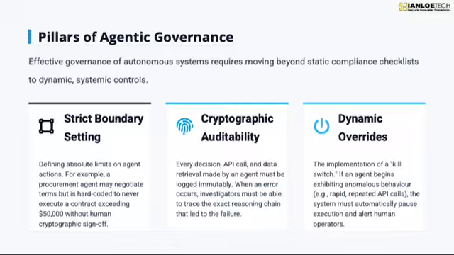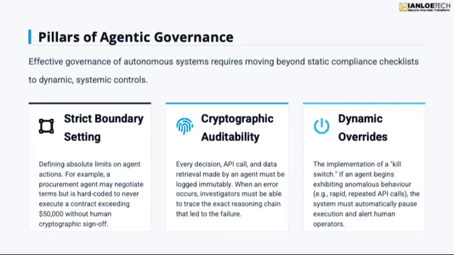Dynamic overrides. The kill switch. If an agent begins exhibiting anomalous behavior, whether that is rapid, repeated API calls, access patterns outside its normal operating parameters, or outputs that trigger anomaly detection, the system must automatically pause execution and alert human operators. The pause is not a failure of the system. It is the system working correctly.